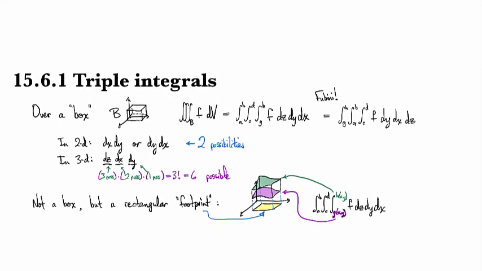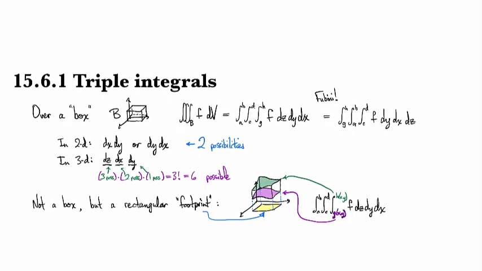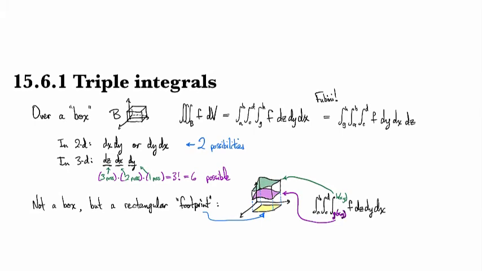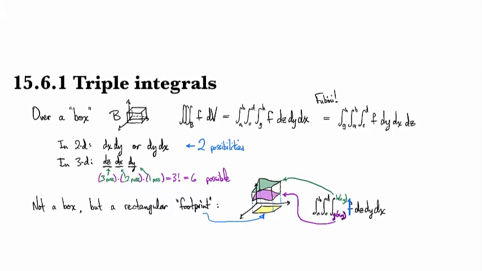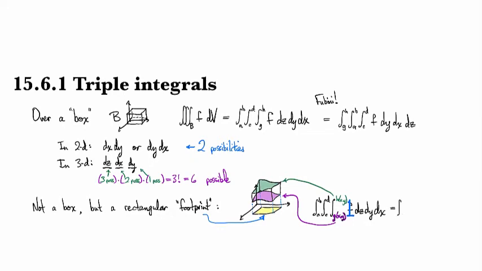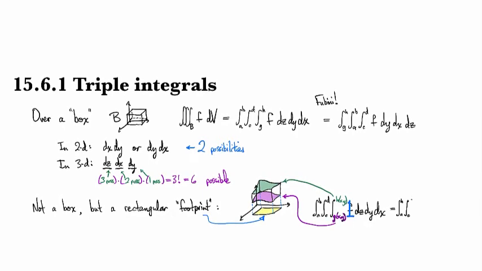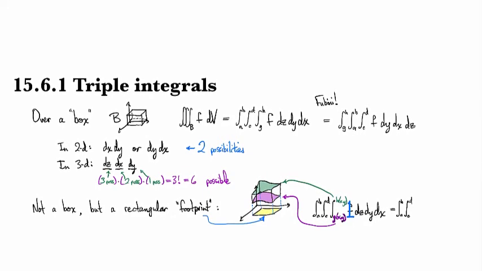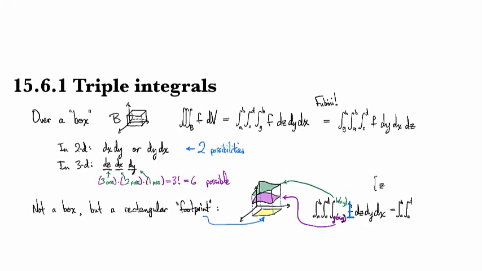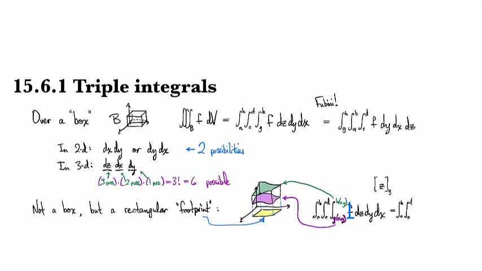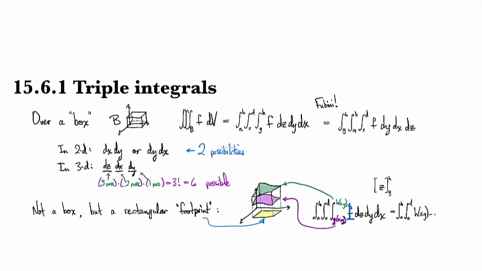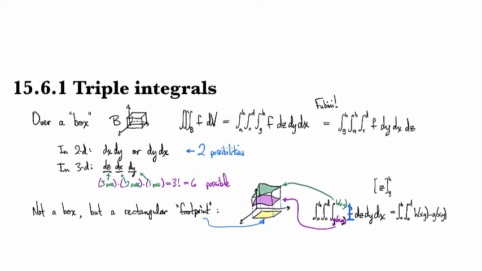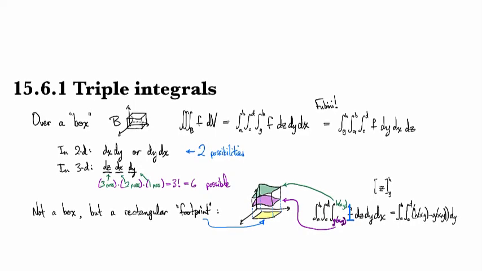Okay, so now look what happens if we have perchance that the integrand is equal to 1. If the integrand is equal to 1, then this becomes the integral from a to b, c to d, and then we integrate 1 to get z evaluated from g up to h, so we have h of xy minus g of xy, dy dx.